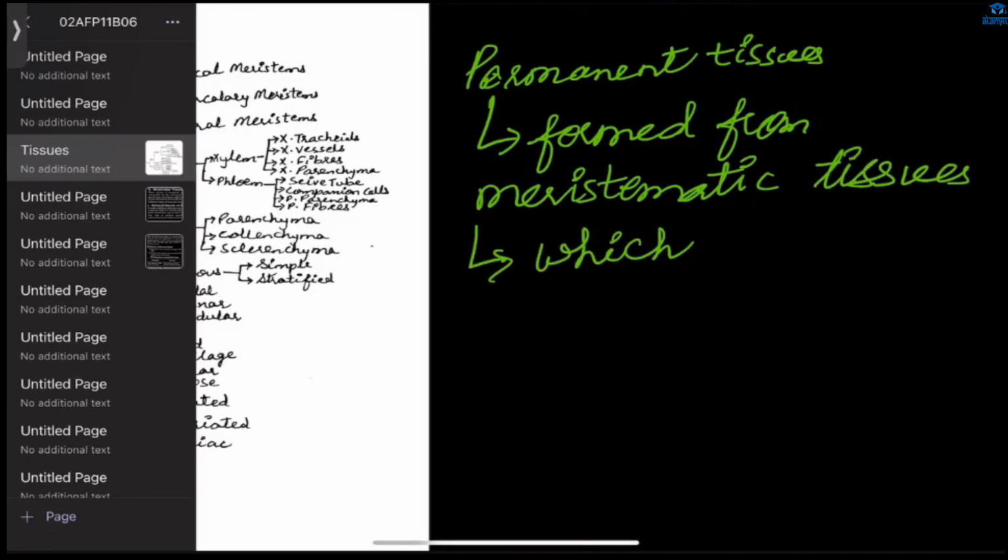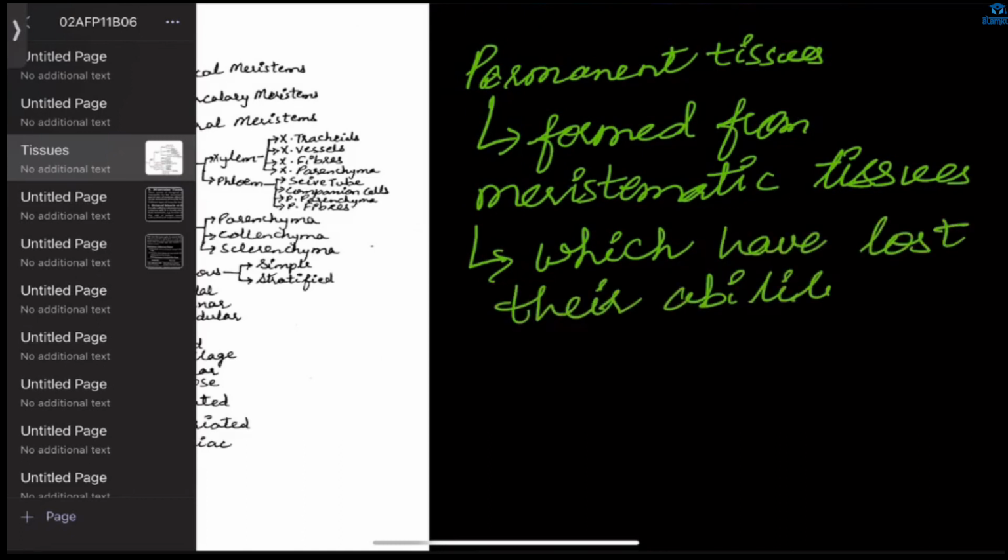This is the most important point: which have lost their ability to divide. Means those meristematic tissues which are not able to divide, or which are old cells of meristematic tissue, they form what? They form permanent tissues. And their structure is what? Somewhat thick, and they either stop growing or they are thick or thin walled. Some cells of permanent tissues are alive. Some cells can be dead also.